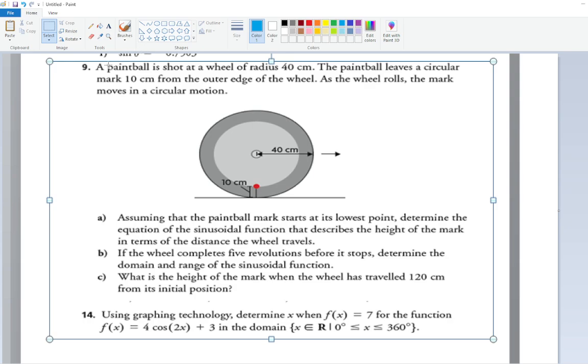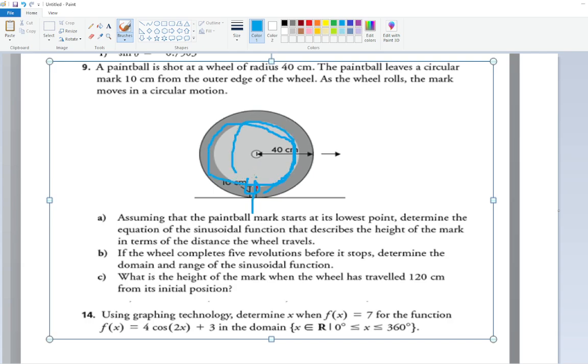And a paintball shot at a wheel of radius 40. The paintball leaves a circular mark 10 centimeters from the outer edge of the wheel. As the wheel rolls, the mark moves in a circular motion. So I assume it's going to go in this way.